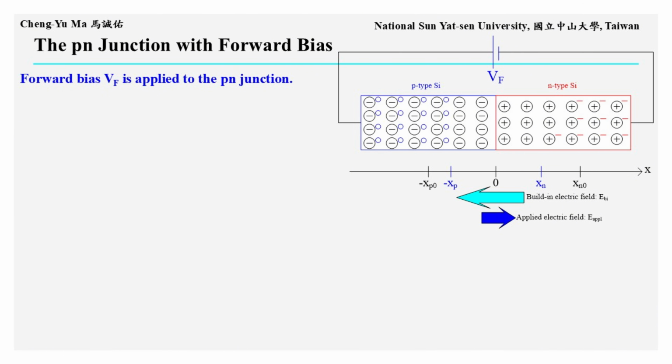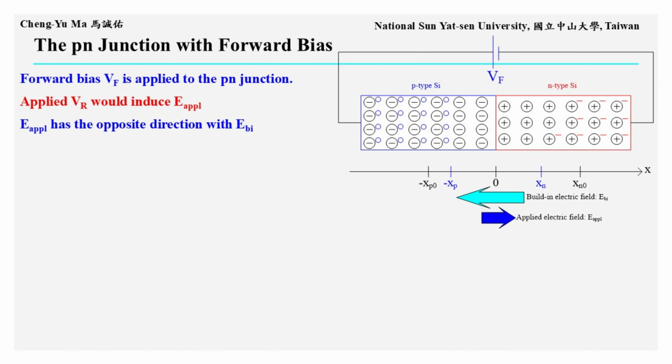After introducing the changes in a p-n junction under reverse bias, let us now look at the case where the p-type semiconductor is connected to a relatively high potential and the n-type semiconductor is connected to a relatively low potential. This biasing condition is called forward bias. When a forward bias VF is applied to the p-n junction, this voltage difference generates an applied electric field, E applied, inside the p-n junction.